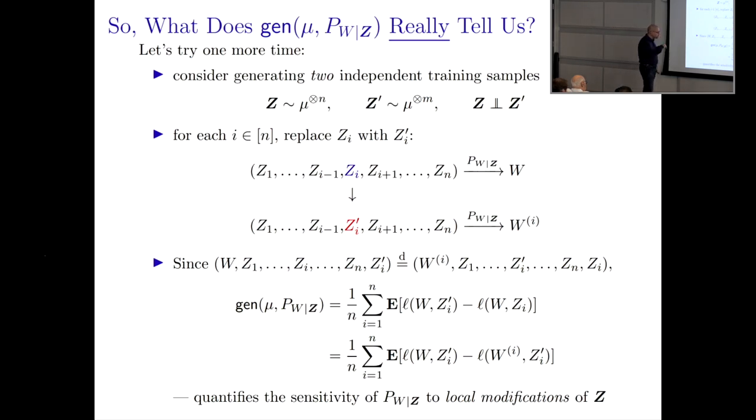What I'm going to do is look at my current training set, which is z. I'm going to take one of the indices and replace it with its sibling from z prime, right? And I'm going to denote by w the output of my learning algorithm on the original data set, and by w superscript i the output on this modified data set. So in terms of statistics, in terms of distributions, nothing has changed, right? The joint distribution of z and w and this modified training set and w^i is exactly the same. But if I look at the conditional distribution, something has changed, because I've replaced one of the training examples with a copy.